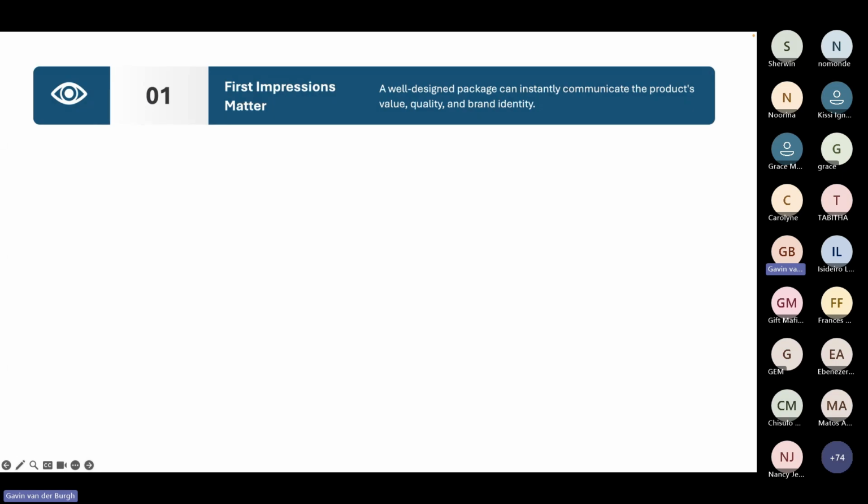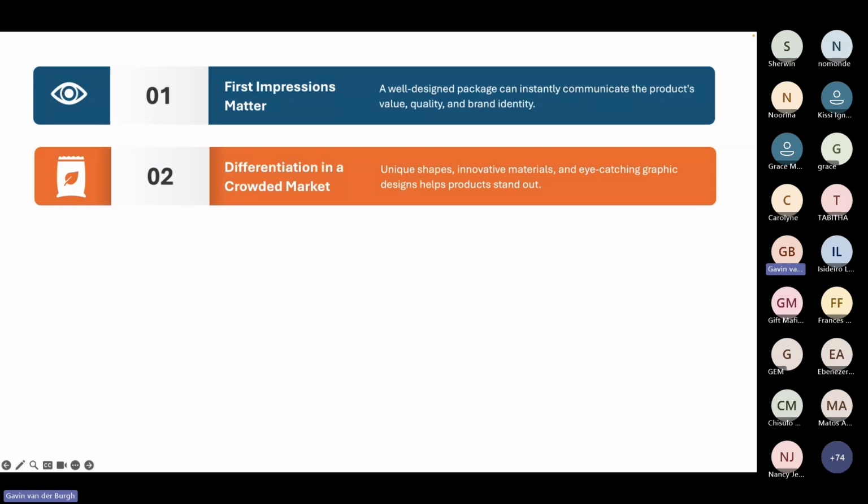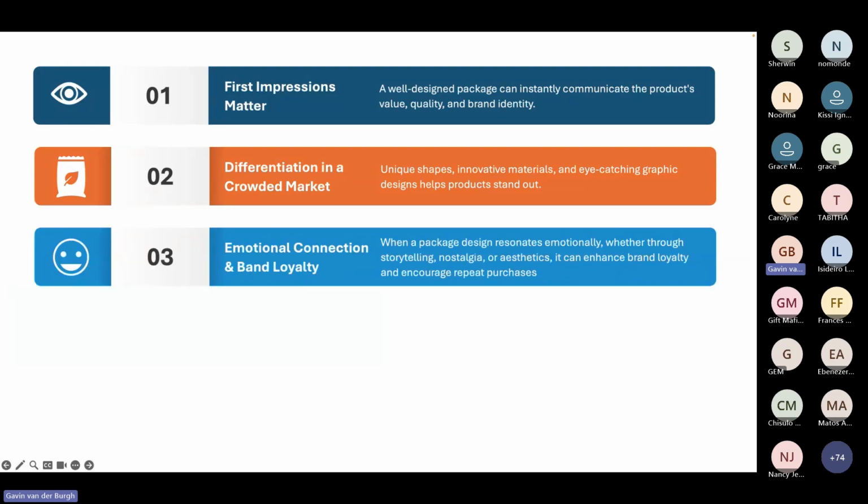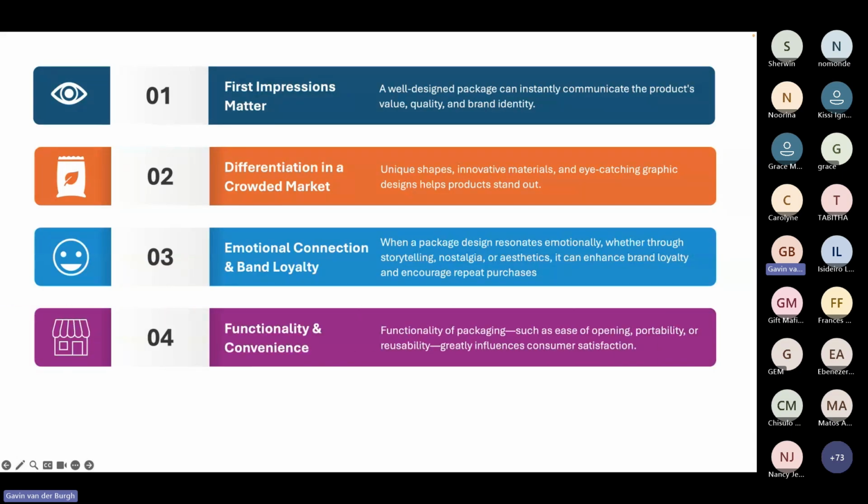That is where the customer is going to instantly try to get the information that you are trying to communicate to them. The second is how we differentiate your products in a crowded market. The third element to take cognizance of is the emotional connection and how we start to build brand loyalty. The fourth element is functionality and convenience.